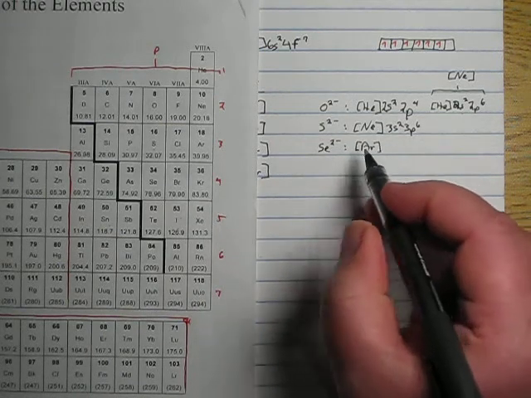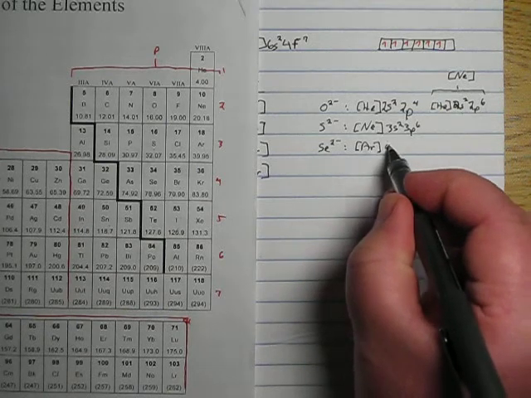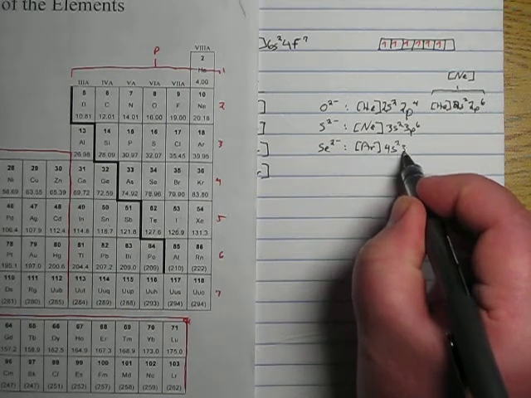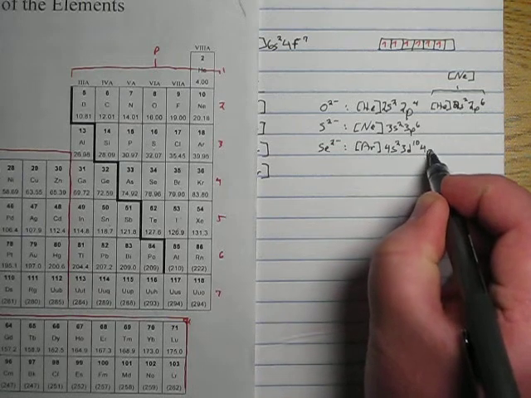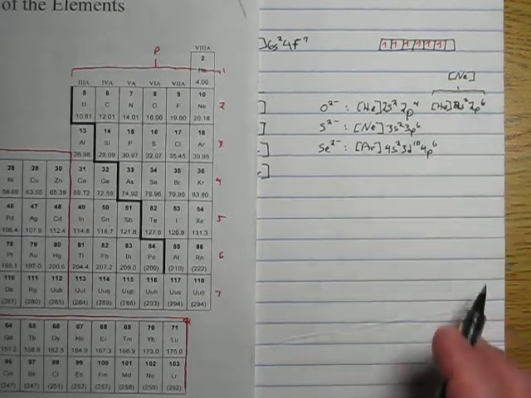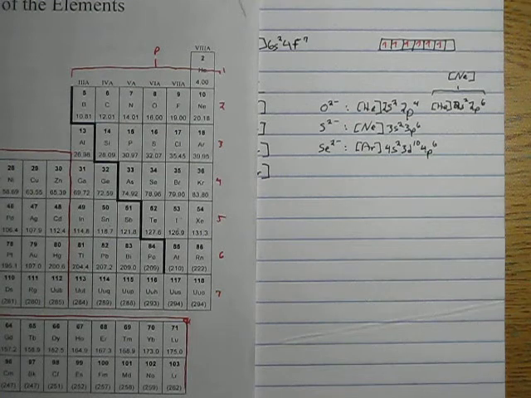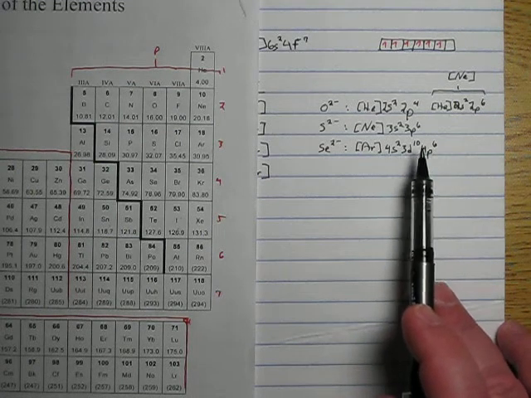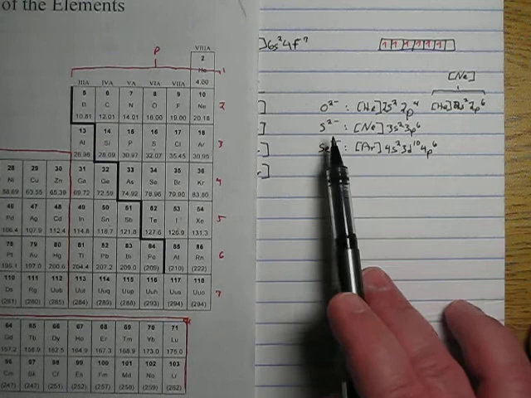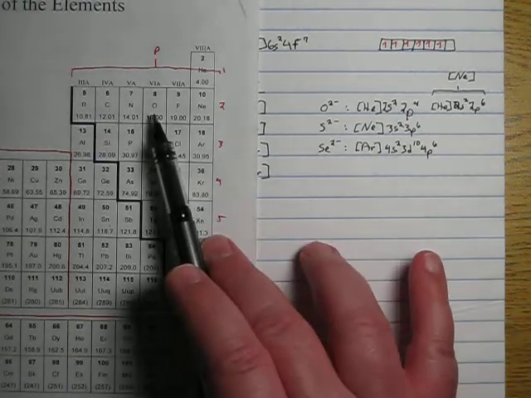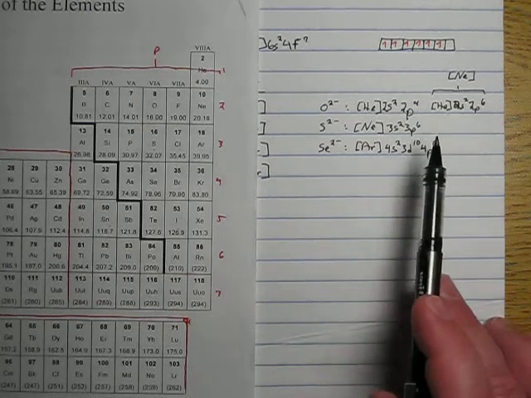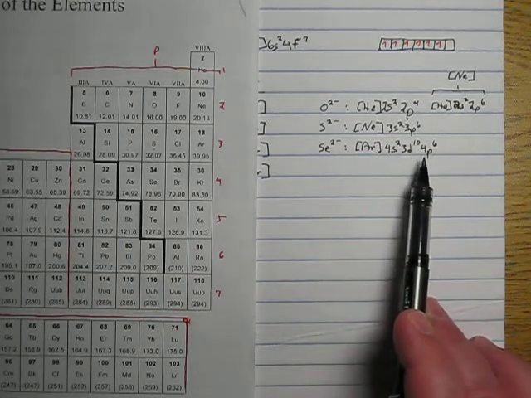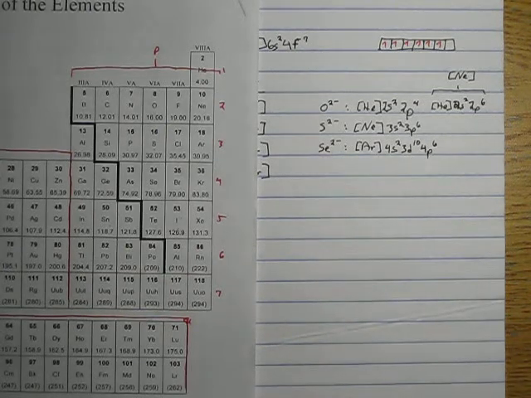Ooh, this is fun. Argon core 4s2 3d10 4p6. And some might argue, wait a minute, O2 minus, S2 minus, Se2 minus, in the same family, they should have the same reactivity, but Se2 minus, we have these 3d10, those 10 d electrons in there. Aren't they going to cause trouble?